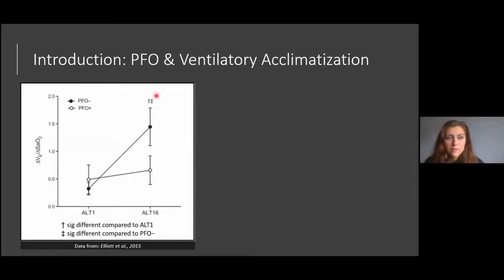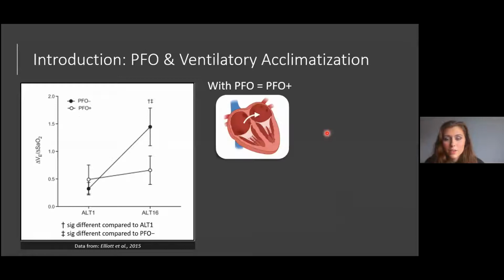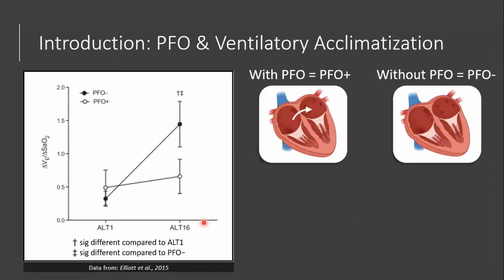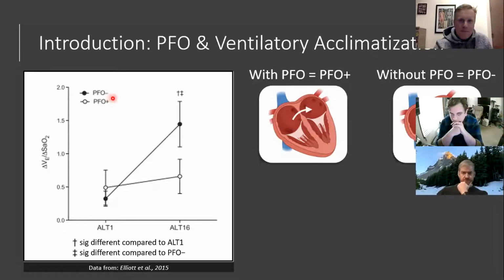And so to combine PFO with ventilatory acclimatization, previous studies in our lab have shown subjects with a PFO, which I'll refer to as PFO positive, versus subjects without a PFO, which I'll refer to as PFO negative, have a reduced degree of ventilatory acclimatization. So you can see in the graph that the open circles represent the PFO positive subjects, while the closed circles represent the PFO negative subjects.